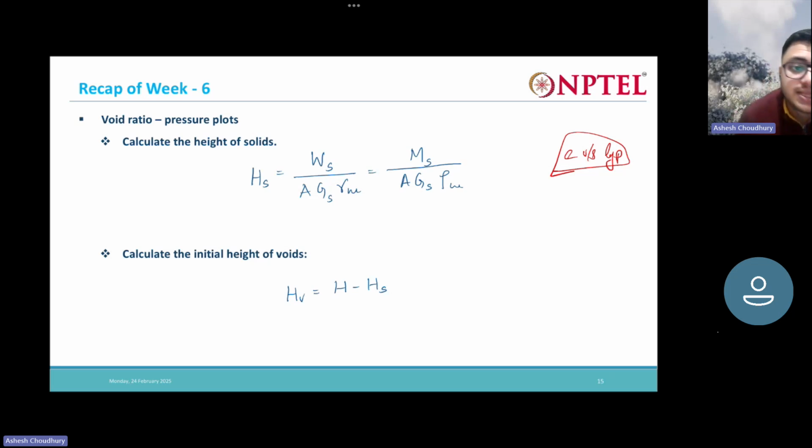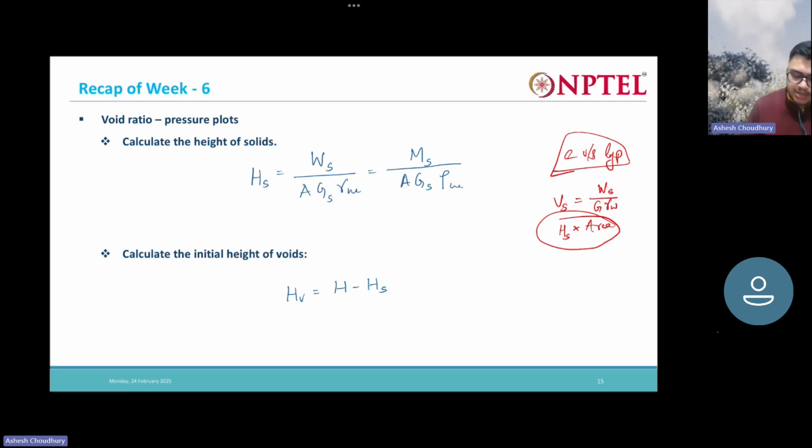Let us see how. First we calculate the height of soil solids. So what is the height of soil solids? Volume of soil solids is weight of soil solids divided by G gamma W. Right. So height of soil solids times area is nothing but my volume of soil solids, right?